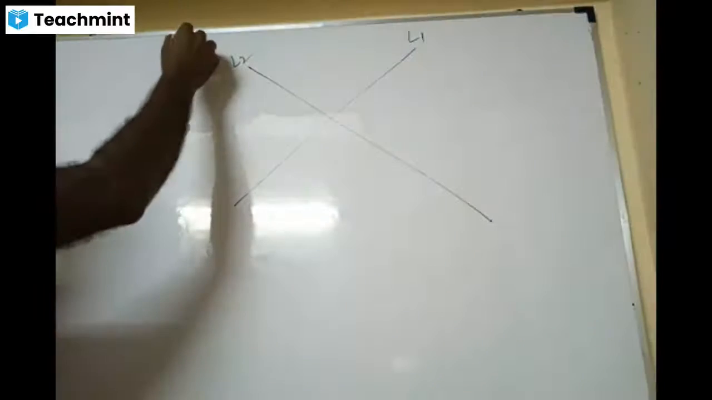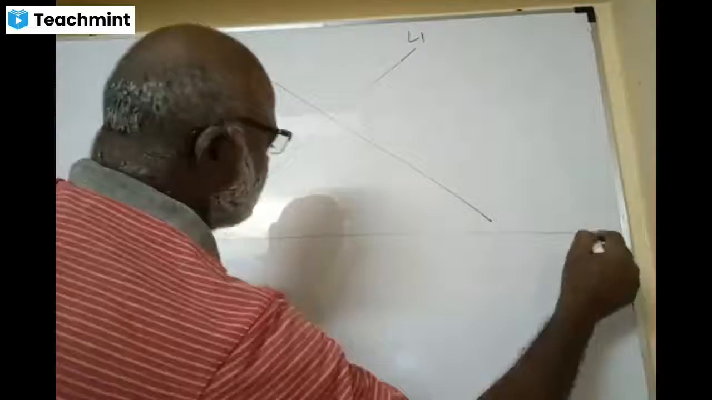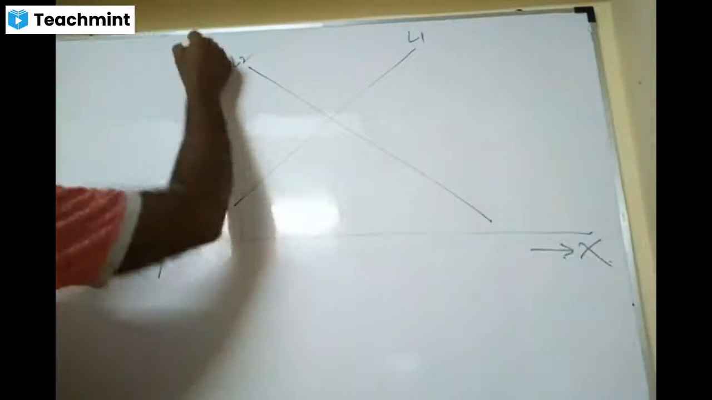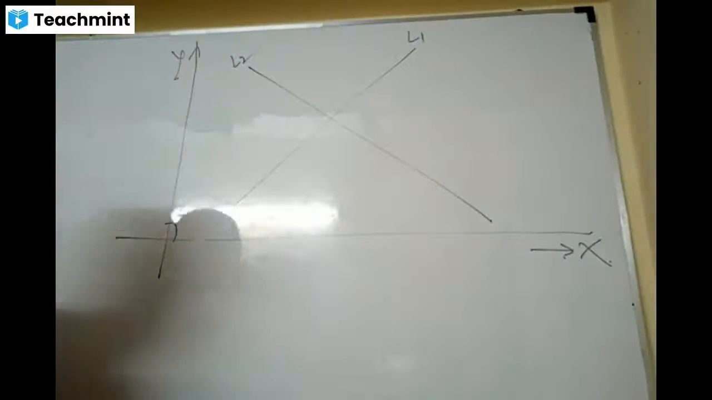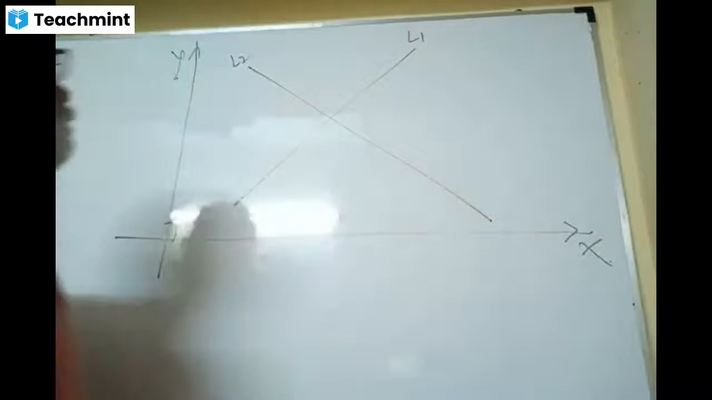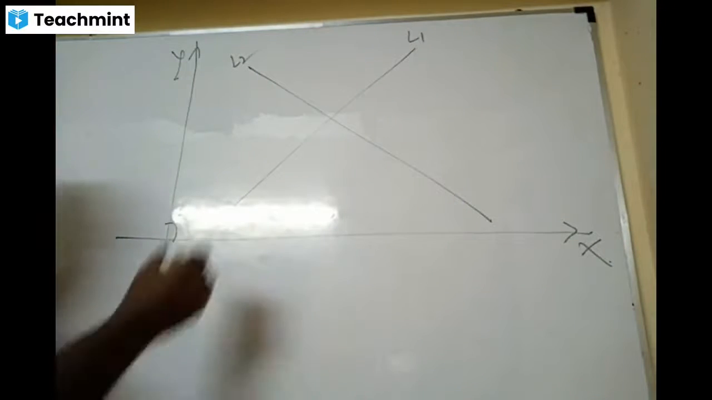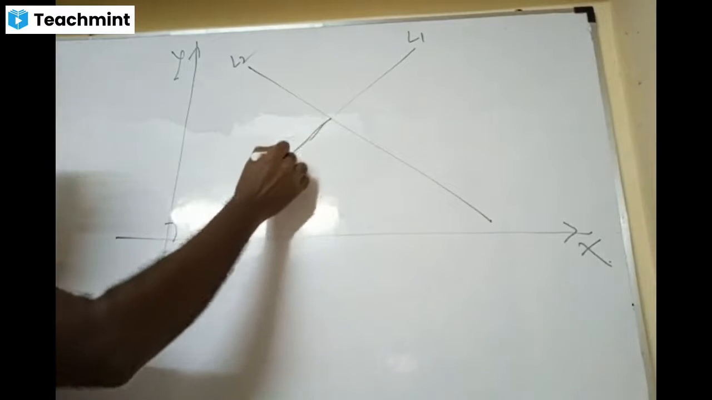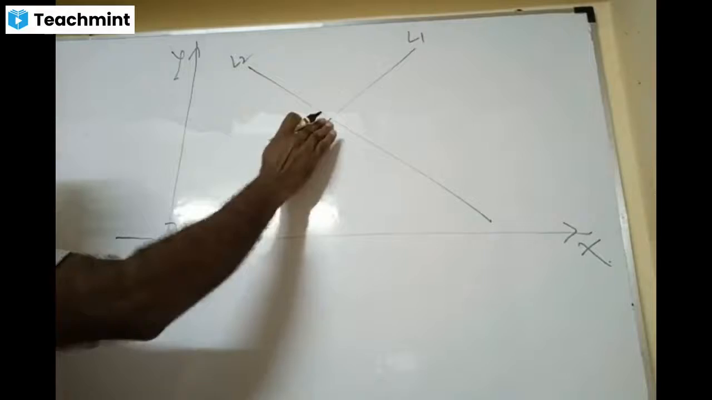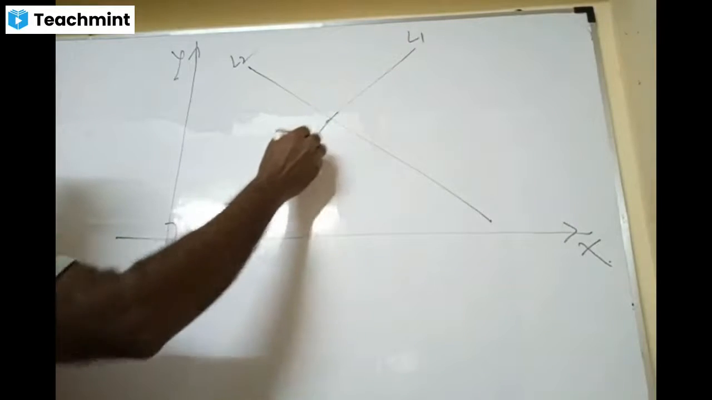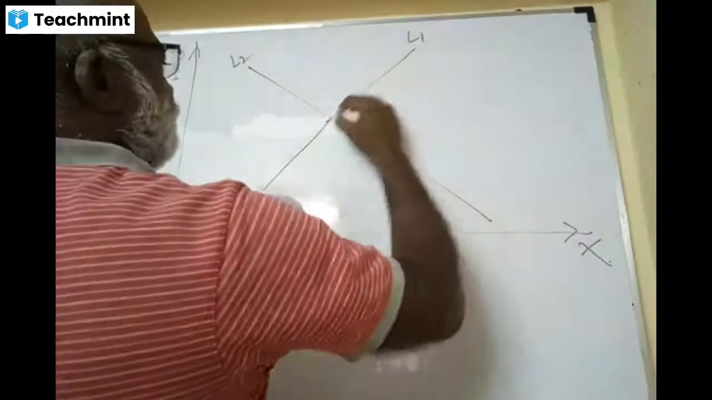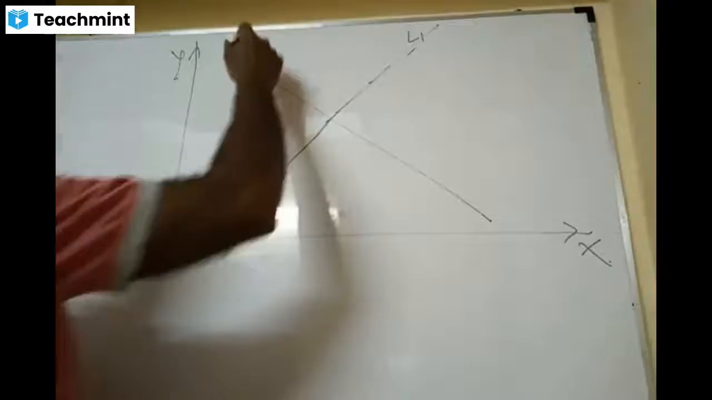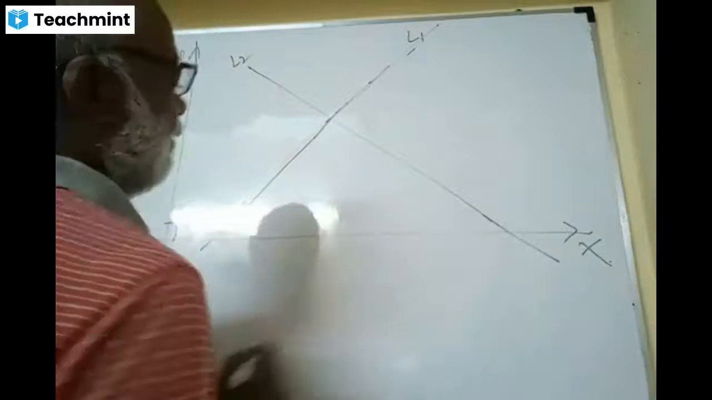Yes, the coordinate system, x-axis and y-axis. Yes, this is line 1. So this is called line 1, line 2, second one, not second line.